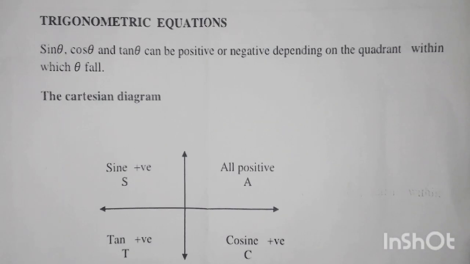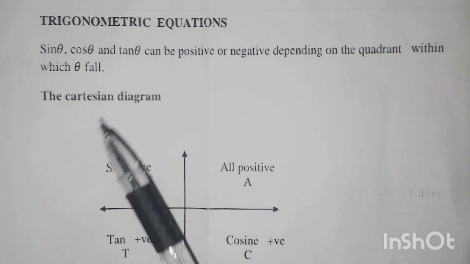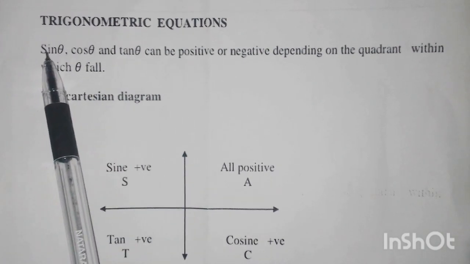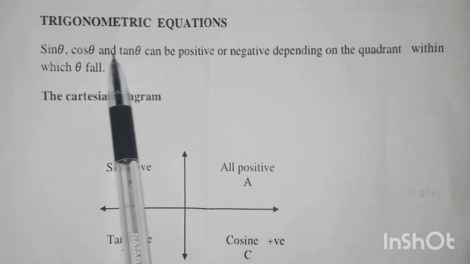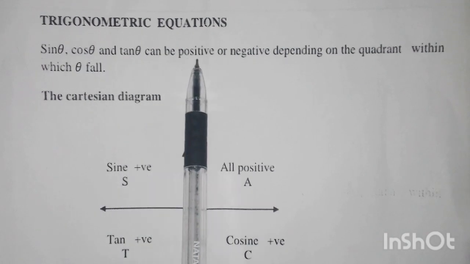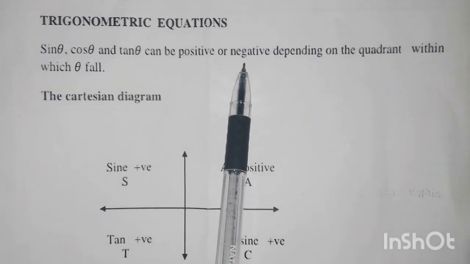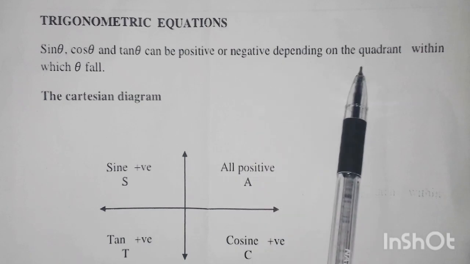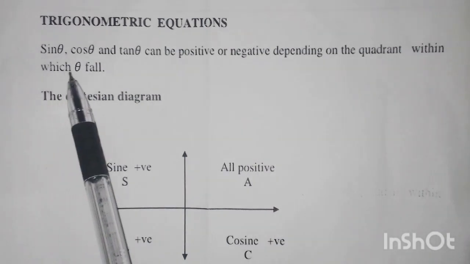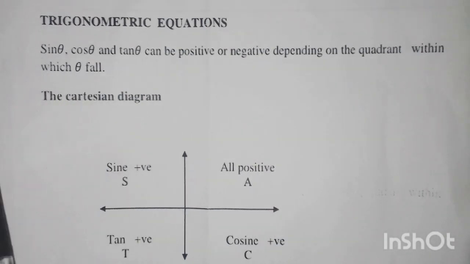Our topic today is on the trigonometric equations. Under trigonometric equations, we are dealing with sine, cosine, and tan. Sine, cosine, and tan theta can be positive or negative depending on the quadrant within which theta falls.